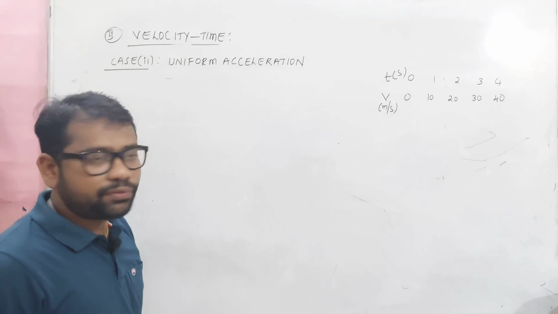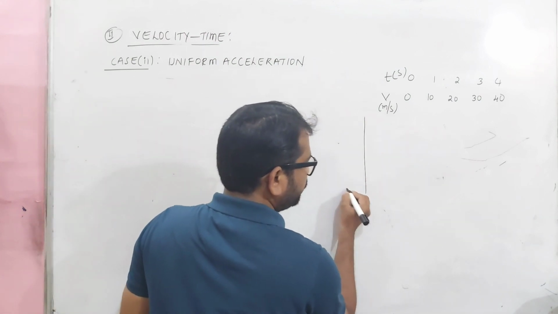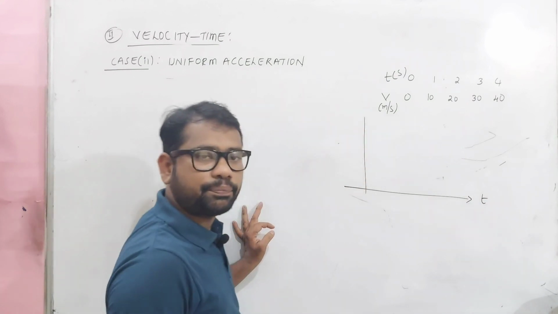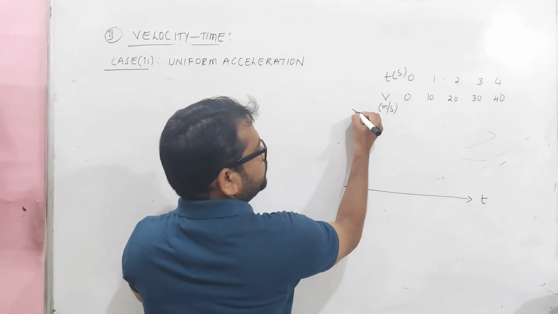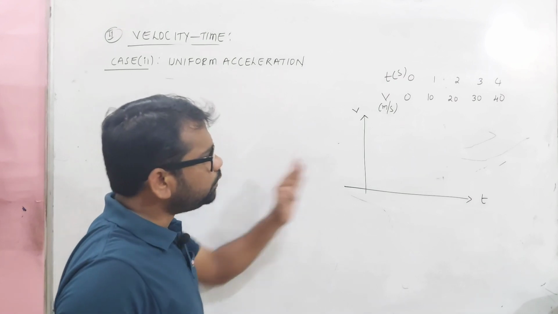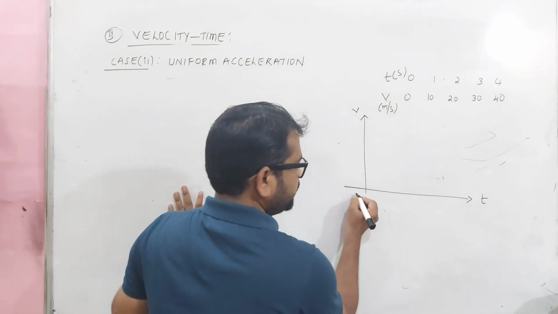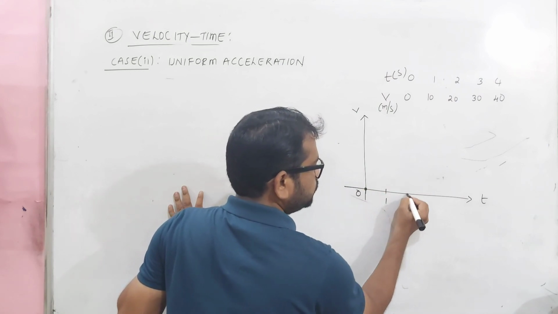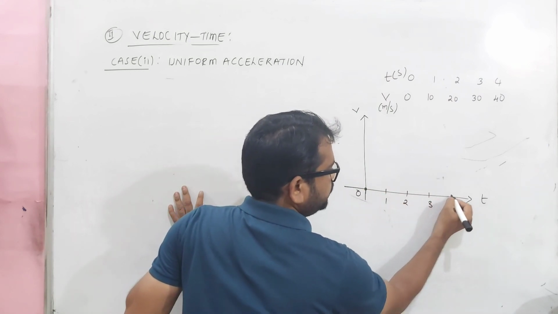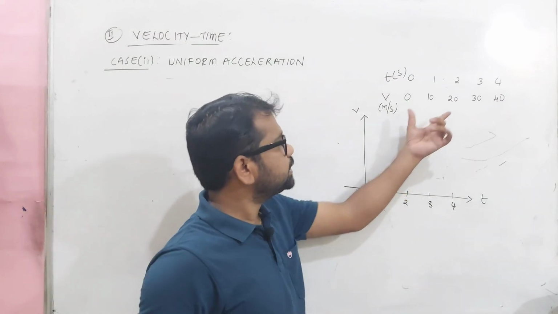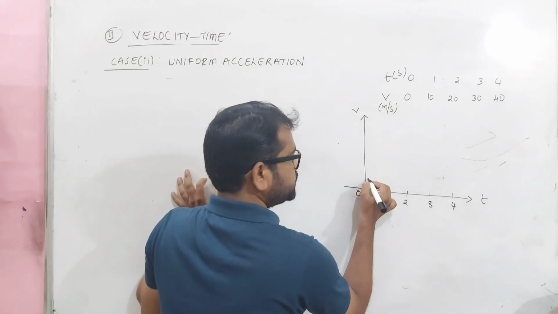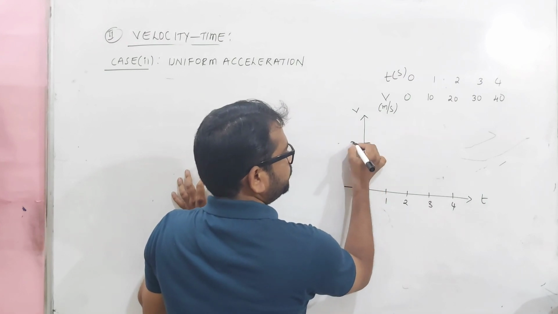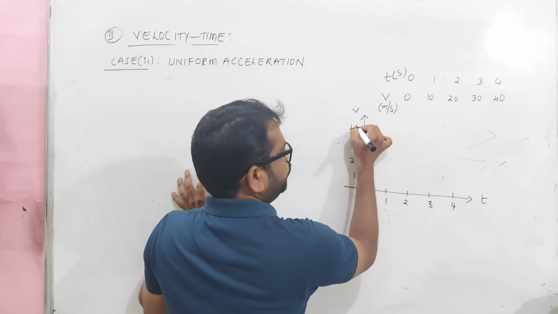For this, dear children, let us make a graph. Here on the x-axis, time is taken, whereas on the y-axis, velocity is taken. Now let us take the values. Here is the origin, let us say 0, 1, 2, 3 and here is 4. And let us take the values on the y-axis: here is 10, 20, 30 and here is 40.